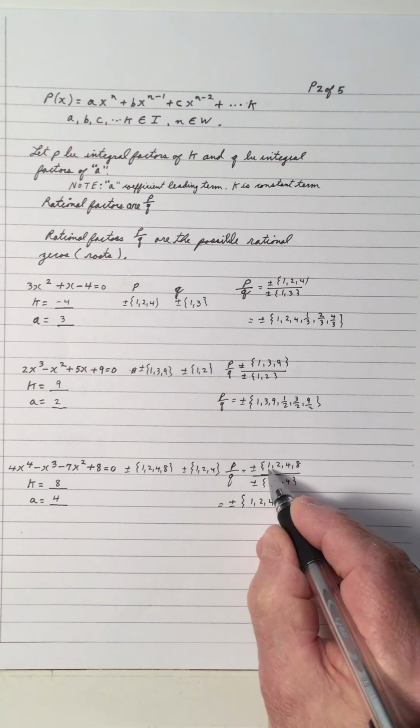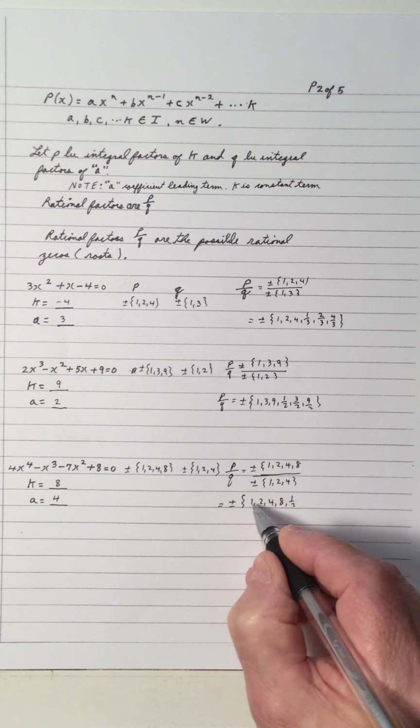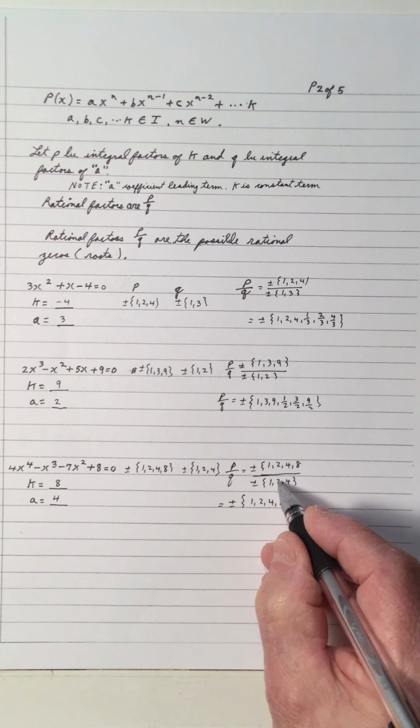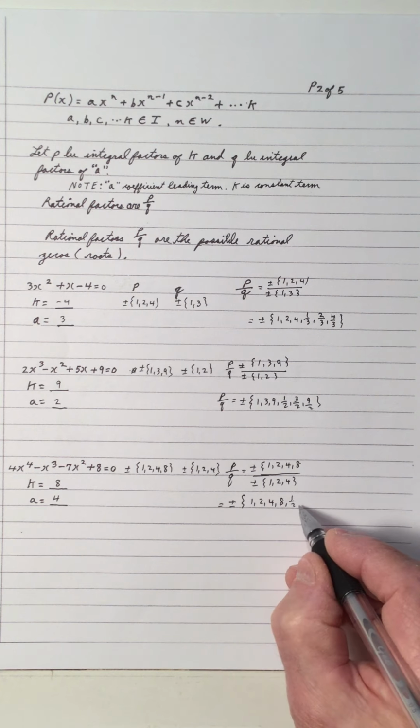Now let's divide by 2. So 1 divided by 2 is a half. 2 divided by 2 is 1, already there. 4 divided by 2 is 2, already there. 8 divided by 2 is 4, already there.